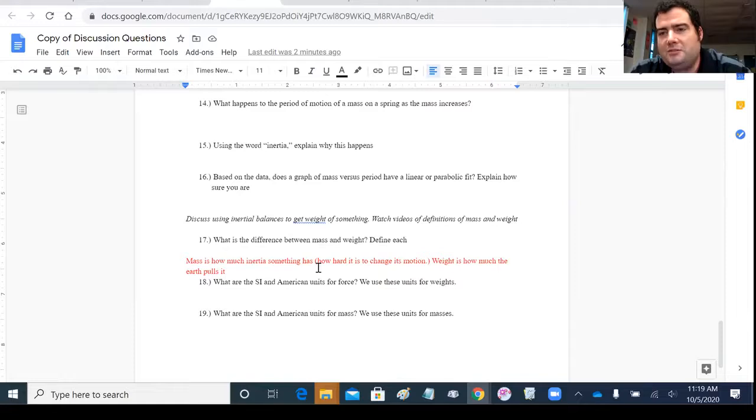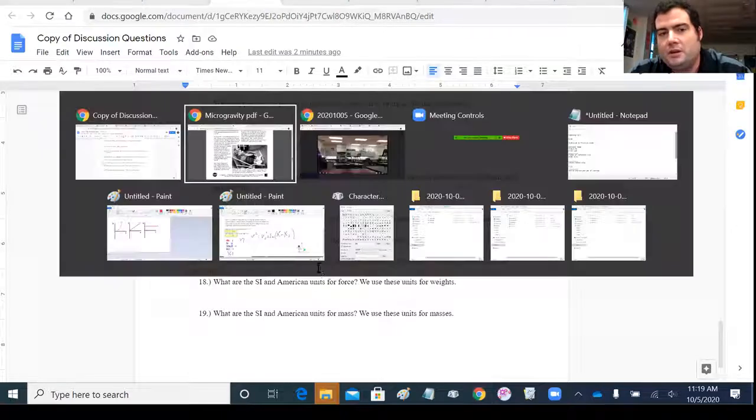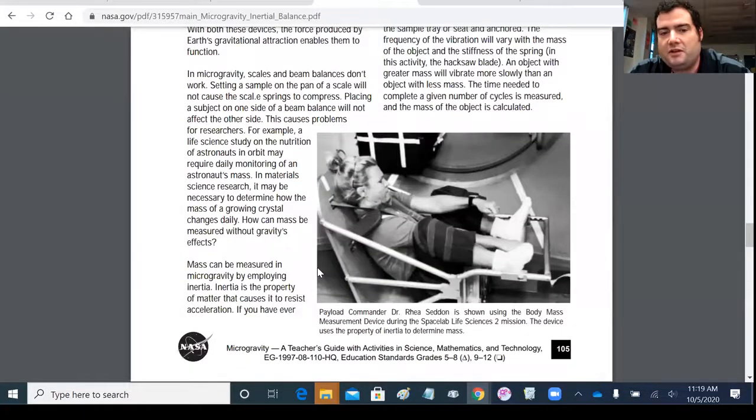NASA uses these inertial balances all the time to check the mass of astronauts when they're in orbit, where they can't be weighed because their weight appears to be zero. The Earth does not appear to be pulling them. So here's an astronaut, Commander Seddon, being massed back on the space shuttle. And they basically put you on one of those inertial balances and give you a push, and they measure the period of your motion, and they can convert that to a mass.